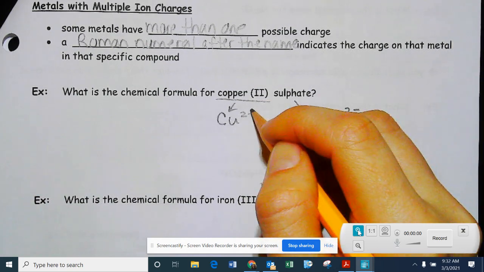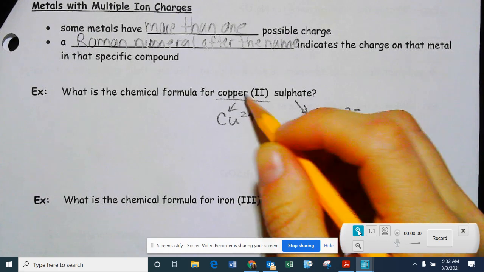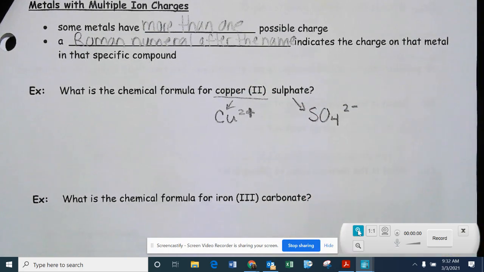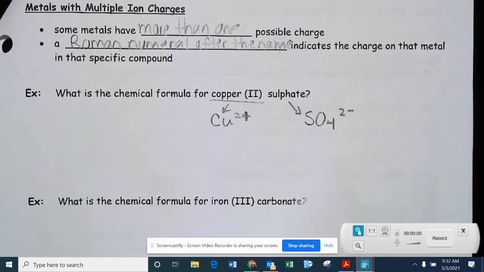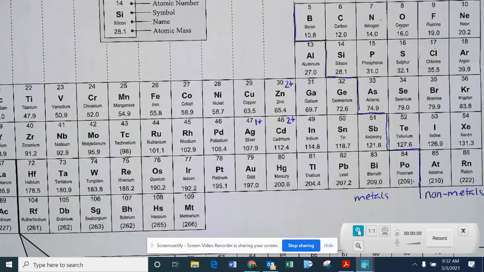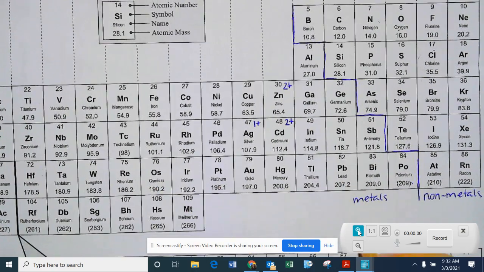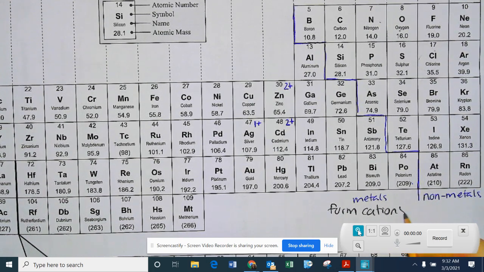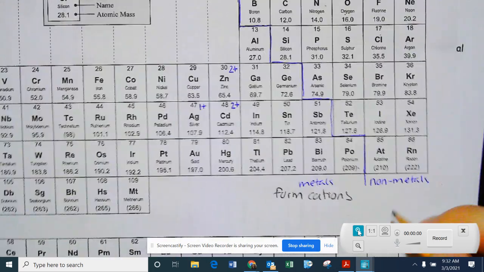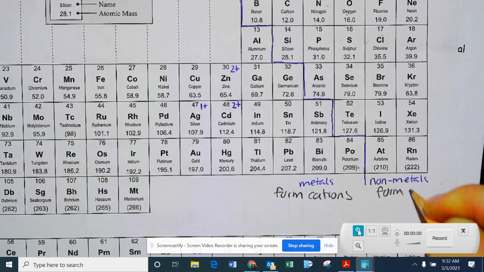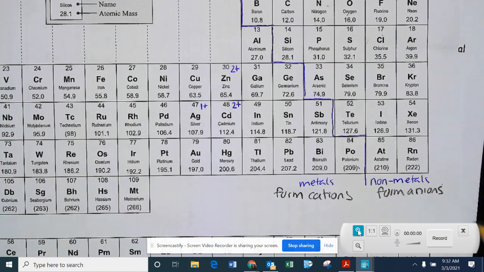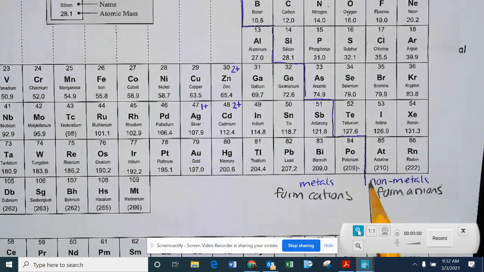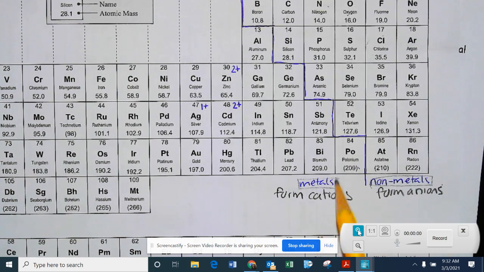No, this is positive. So any metals always form positive ions, cations. So anything that is on the left side of our staircase here, all of the metals form cations, positive ions, and our non-metals form anions, negative ions. So these guys are electron acceptors. These guys are electron donors.